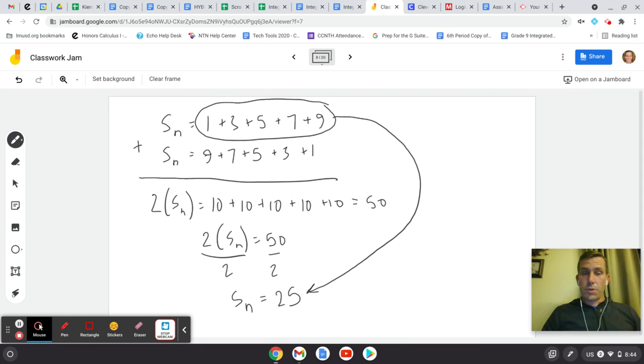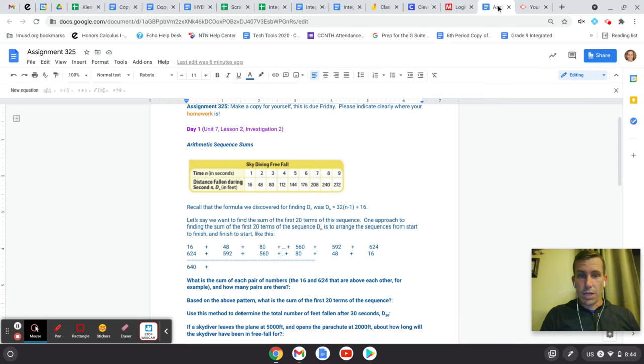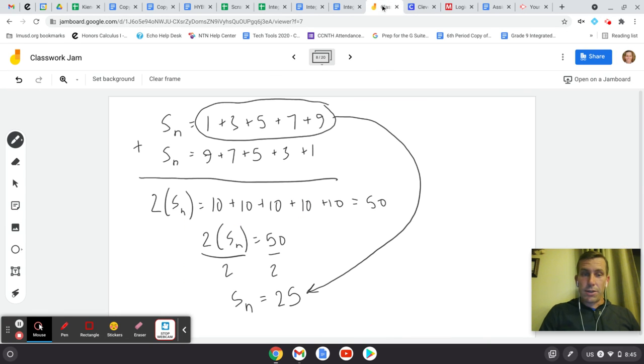So we're going to follow the same strategy to find the sum of any arithmetic sequence. And when you look at assignment 321, this sequence, 16, 48, 80, 112, it's shown right here in the document, and then that sequence is also shown backwards. So you're going to do the same exact thing. We're basically adding the sequence to itself, but we're adding it in the forward and backwards direction. And we're going to end up with a pattern that's very similar to what we see here on this Jamboard. And it's going to let us determine the sum of any arithmetic sequence.